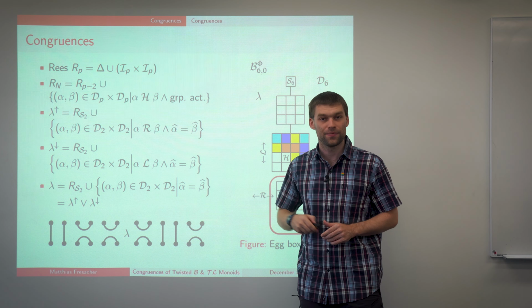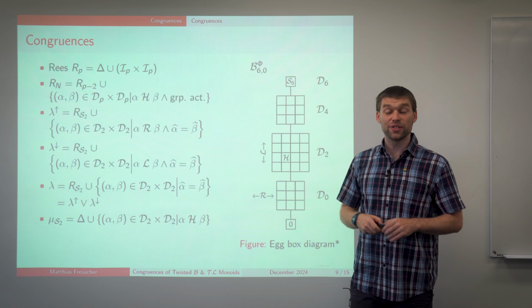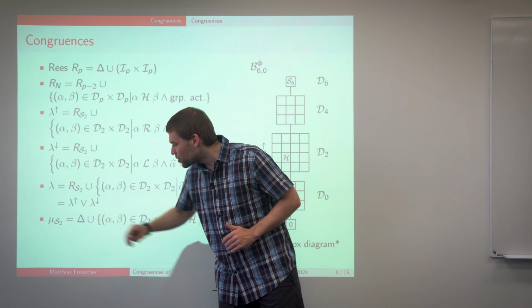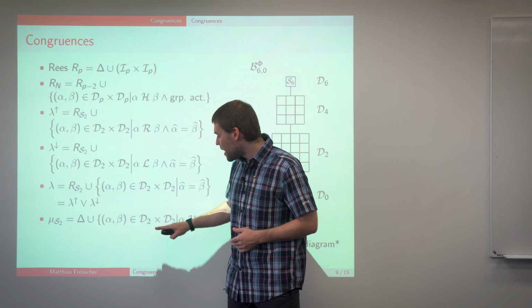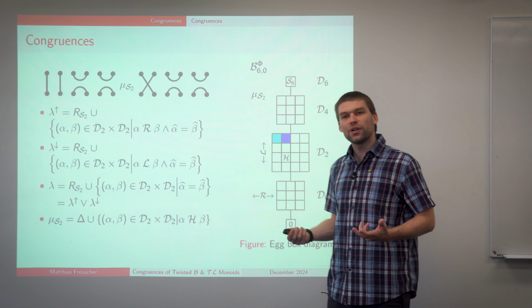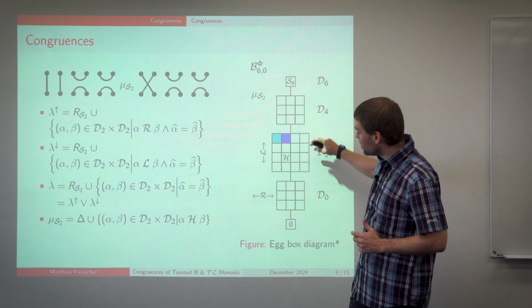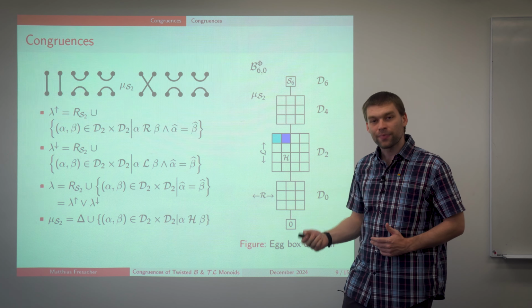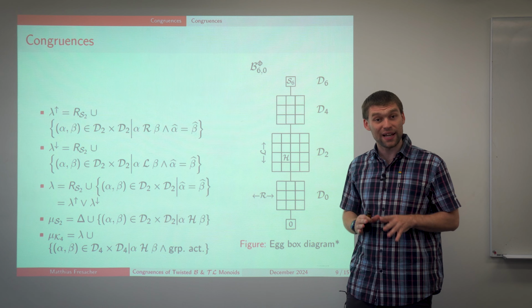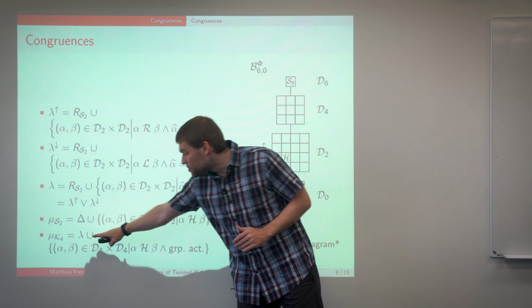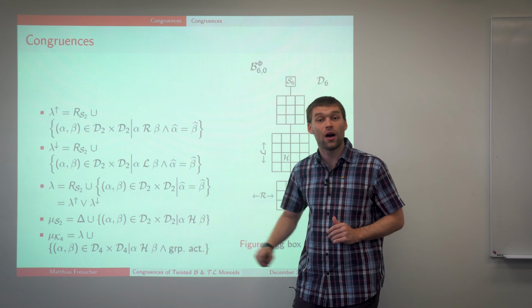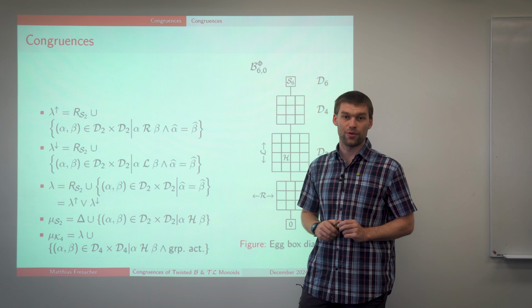And our final set of congruences are the mu congruences, starting with mu S2, where we take the trivial congruence as our starting point, and in D2, we need to be H-related. So pictorially, that means we're going to collapse our H classes in D2. And the final congruence, mu Klein 4, is the most complicated one we're going to encounter. This is where we take lambda as a starting point, and in rank 4, if we're H-related and have a Klein 4 action, then we're also congruent.